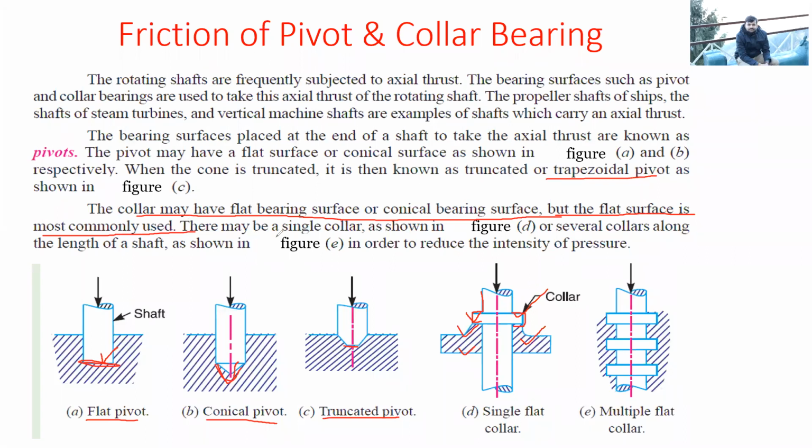Now there can be a single collar, as shown in figure D, or several collars along the length of the shaft, as shown in figure E. So a shaft can have a single collar, or depending upon the load, we have to employ more than one collar, so it can be several collars. It is called a multiple collar or a single flat collar. Now these collars can be made in the shape of a cone also, but those are not in much practice. Most commonly used are these flat collars.